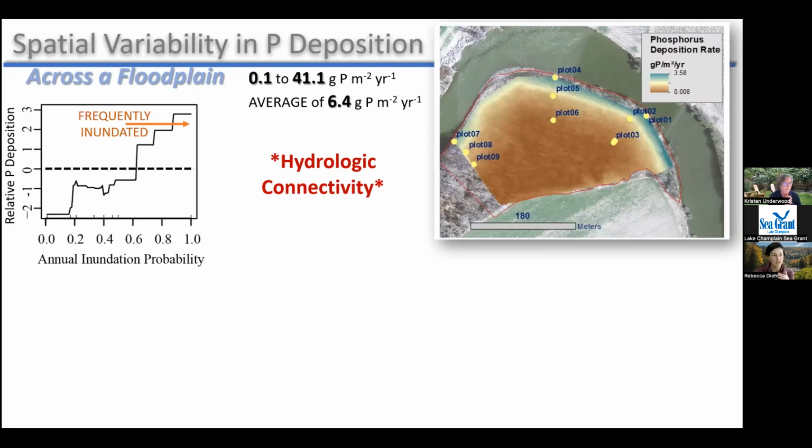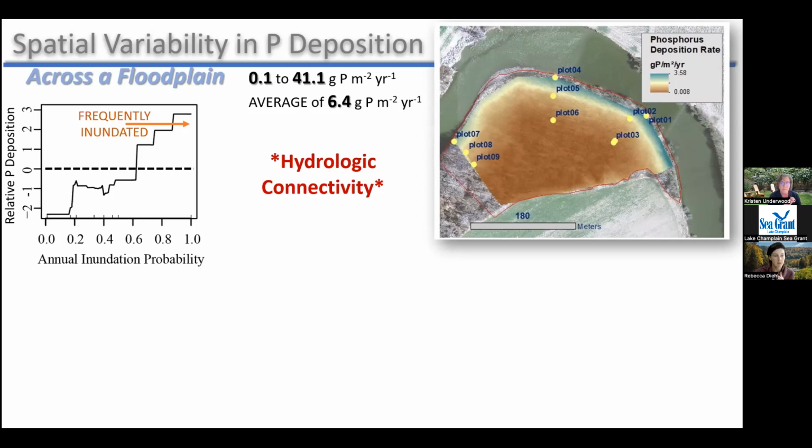And so what we're finding is across a floodplain. So here we're thinking about what's going on at a given site, and variability locally on the order of a 1 square meter scale. This variability is best described by the connectivity of the floodplain to floodwaters. So you can see that what we're measuring is between 0.1 to 41.1 grams of phosphorus per square meter per year. So a huge range.